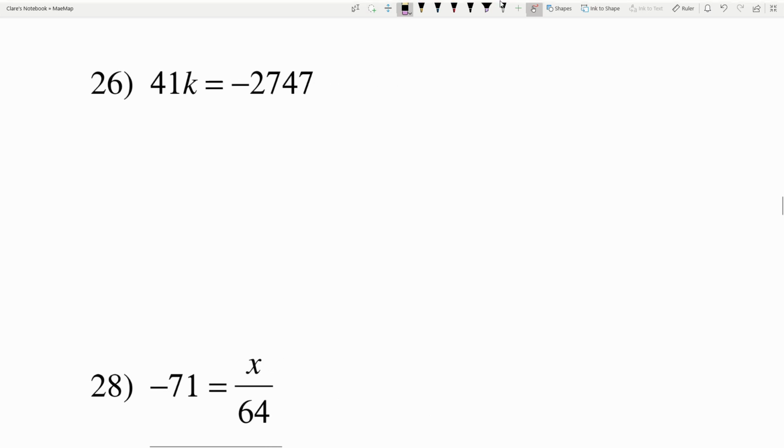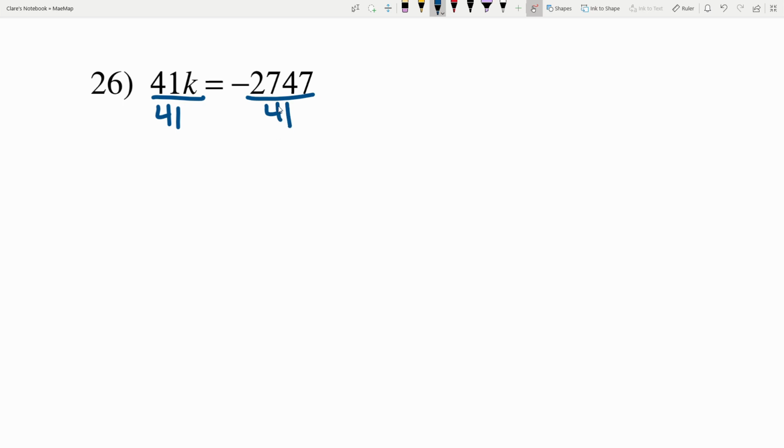On to number 26. We have 41 times k equals negative 2,747. So what value does k have to be in order for 41 times that value to equal negative 2,747? The easiest way to do this is simply divide by 41 on both sides. 41 divided by 41 is 1. 1 times k is k. So a negative divided by a positive is going to result in a negative, and 2,747 divided by 41 equals 67. So negative 67 is equal to k for number 26.